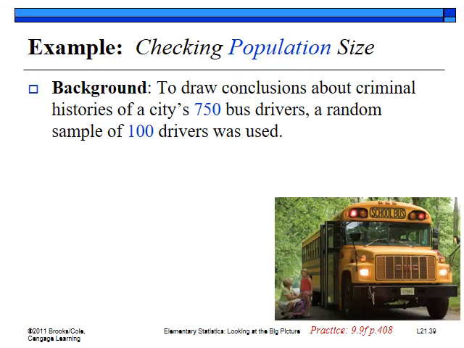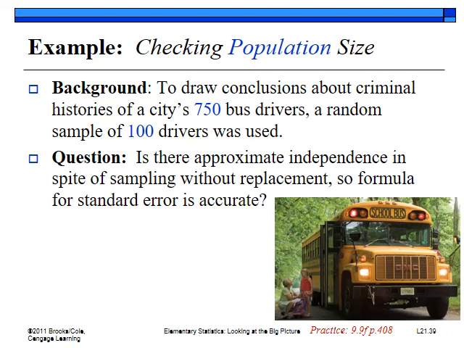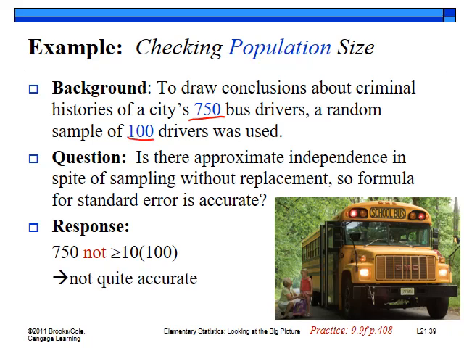Now let's check population size. In this example, we want to draw conclusions about criminal histories of a city's bus drivers. Of the 750 bus drivers, a random sample of 100 drivers was selected. Do we have approximate independence? No, because the population size, 750, is not at least 10 times the sample size of 100. So the computations that we make are not going to be terribly accurate.